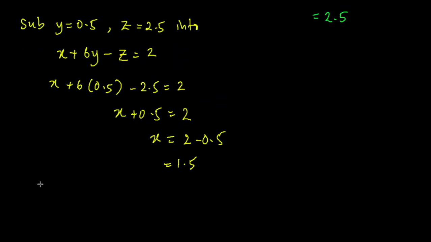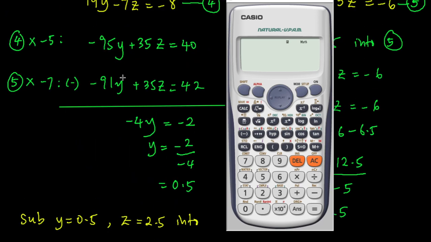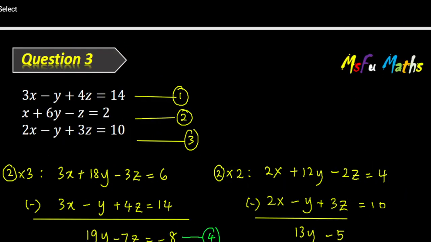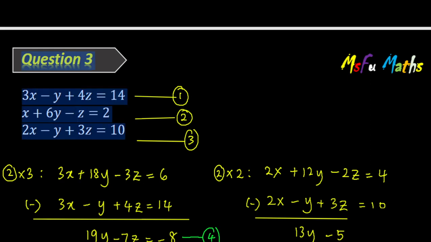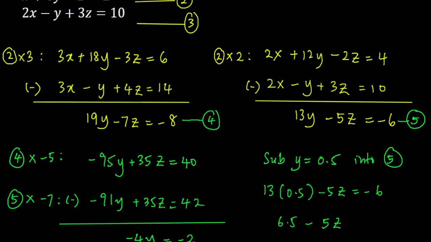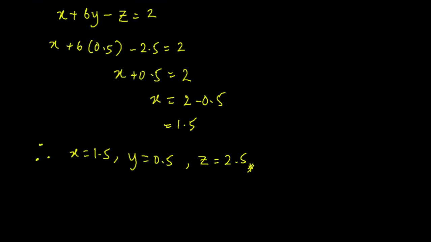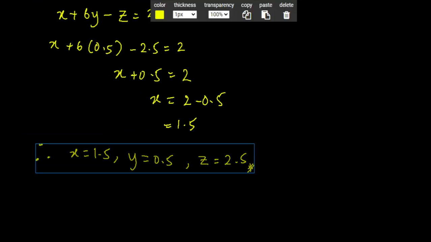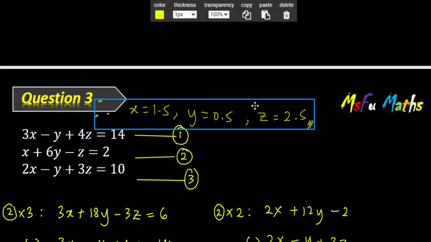Alright, so therefore x is 1.5, y is 0.5, and your z is 2.5. Ta-da! Let's see whether the answer is correct or not. There are a few ways to check this. Maybe we substitute first. What is our x just now? Okay, we put it here.